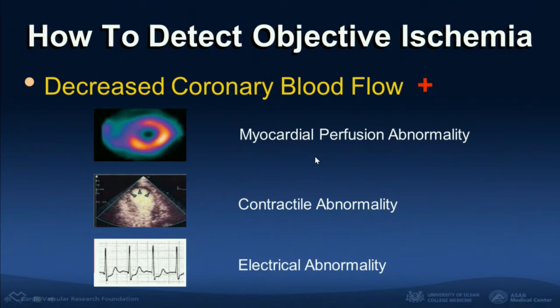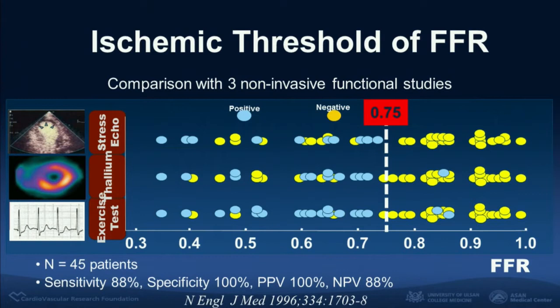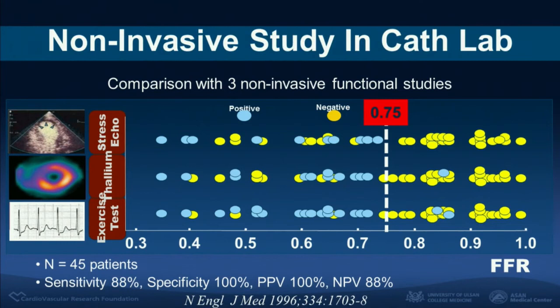So initially, the FFR ischemic threshold 0.75 was validated against three different non-invasive functional studies: stress echo, thallium SPECT, and exercise test. Cutoff value is 0.75. So we can say the FFR ischemic threshold would be 0.75. Then FFR would be a non-invasive functional study in the cath lab. In this study, patient number is 45, and sensitivity, specificity, positive and negative predictive value are very nice.